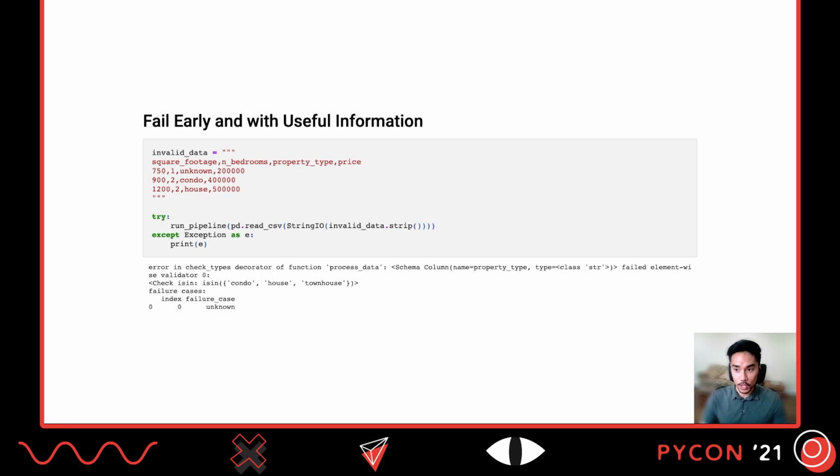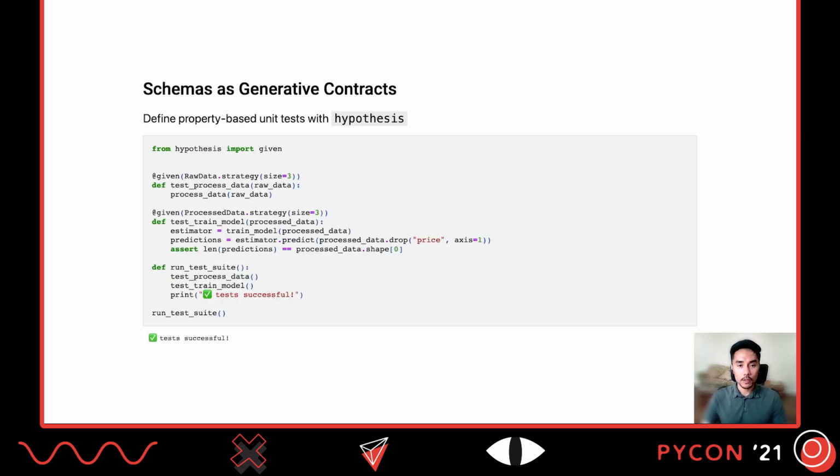And if we happen to ingest invalid data, the pipeline fails early and we're provided useful information about what exactly went wrong, in this case, an unknown value in the property type column. And to circle back to property-based testing, Pandera exposes a strategy method that compiles the schema metadata into a hypothesis strategy that you can use in your unit tests.